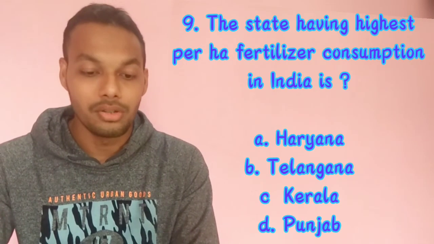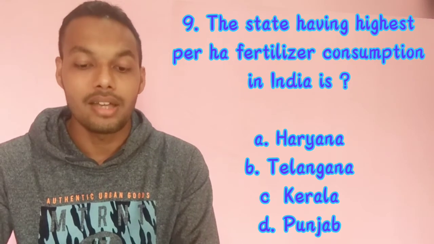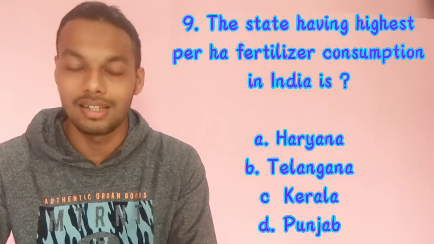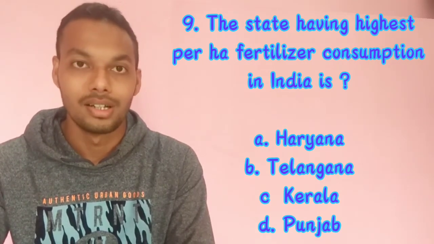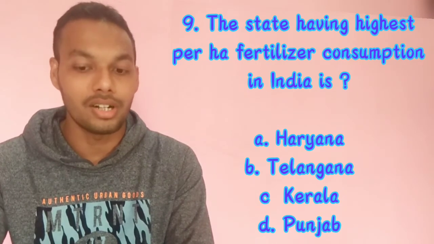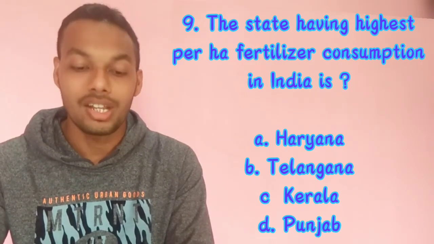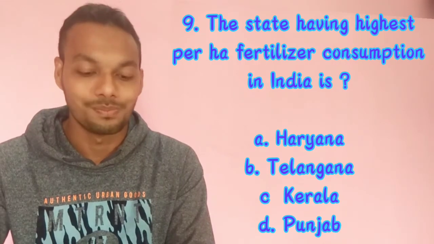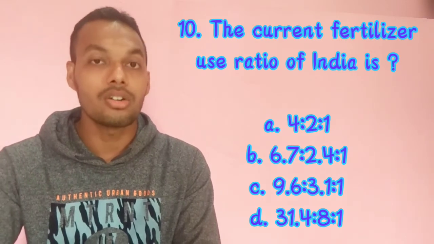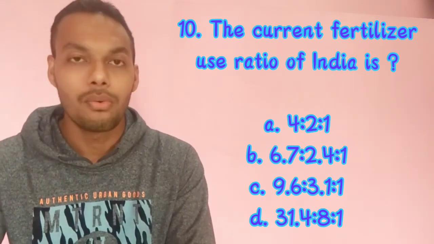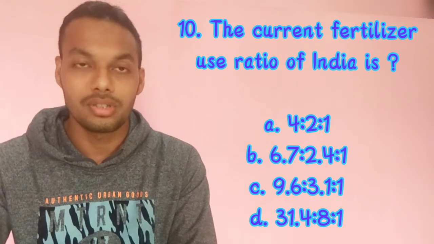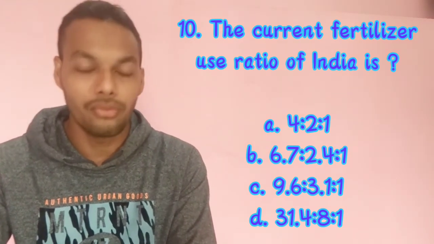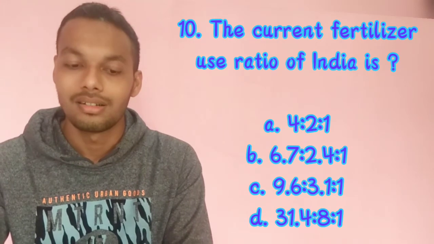My ninth question for you is, the state having the highest per hectare fertilizer consumption in India is: Haryana, Telangana, Kerala, Punjab. Choose the right answer. My 10th question for you is, the current fertilizer ratio of India, that is 4:2:1, 6.7:2.4:1, 9.6:3.1:1, 31.4:8:1. I am repeating the question.